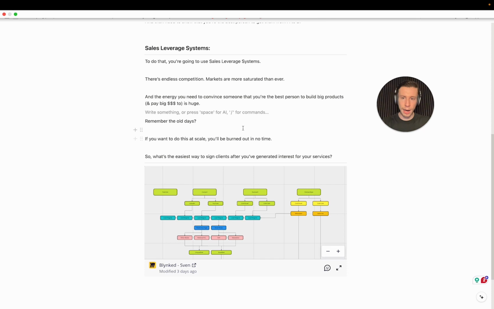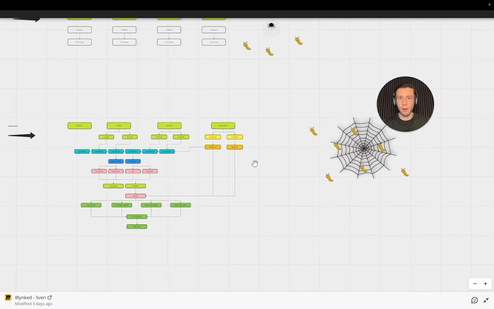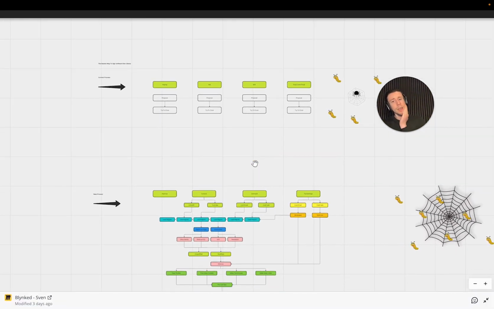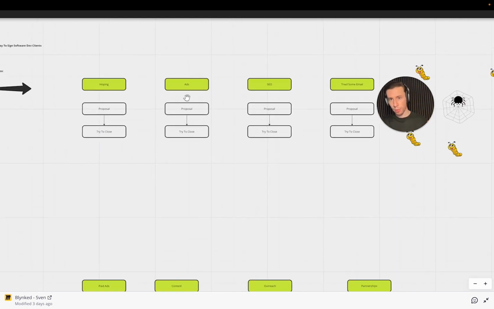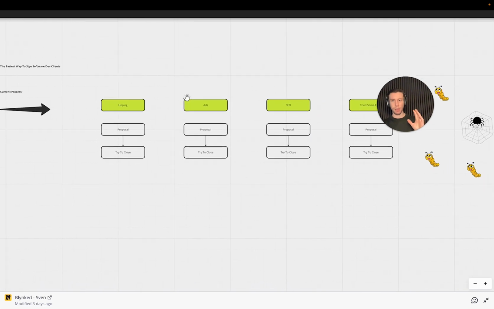How are we going to do that? And what is the easiest way to sign those software development clients? I have made a beautiful Miro drawing for today. I'm going to dive deeper into what I've outlined here, because I can understand that if you're looking at this right now, you're thinking, what the hell has this guy done with his spider webs and his caterpillars. So your current process probably looks something like this.